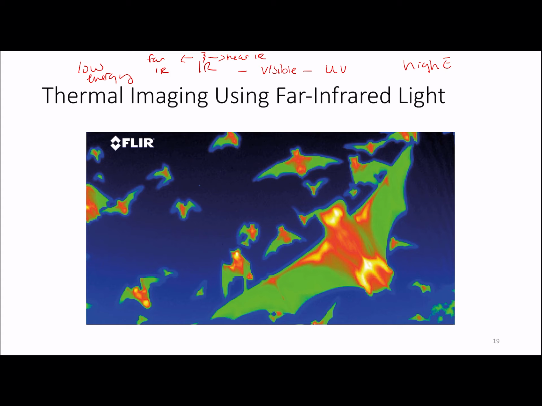So using far IR, we can take pictures like the one I show you here, and really what thermal imaging using far infrared light does is it looks for heat. So it's used to detect heat. We can use it to image animals or people or anything that emits heat. And what you see are these lighter areas, the white, yellow, and orangey areas, and those are going to be hotter than the cooler colors. So those areas are hotter than the green or the blue areas.